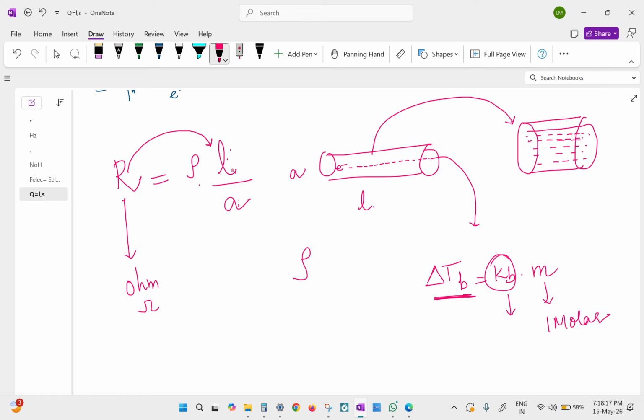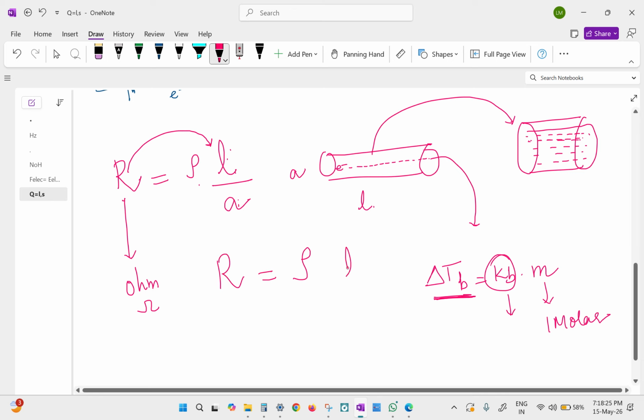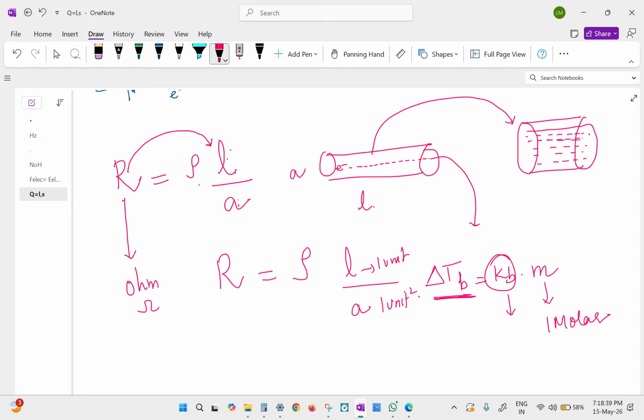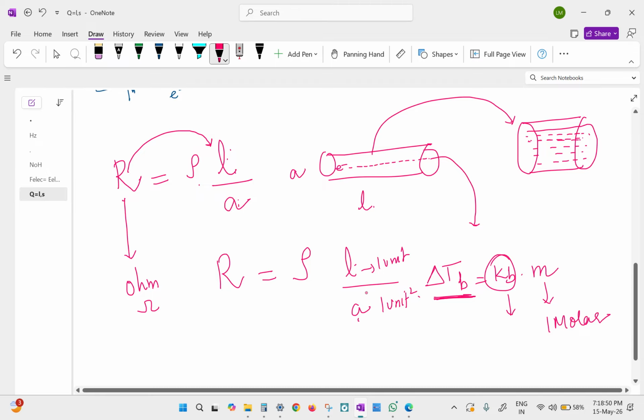Area is 1 meter square, length is 1 meter, and resistance is 1. That's all. It is the resistance offered when the L is 1 unit and the area is also 1 unit square. We take it as 1 unit because when you are talking about solutions, we don't take a 1 meter length container. We take it in centimeters. That's why, when the L and A both are 1 and 1 unit square, the resistance measured is said to be the resistivity. Any problem with this?